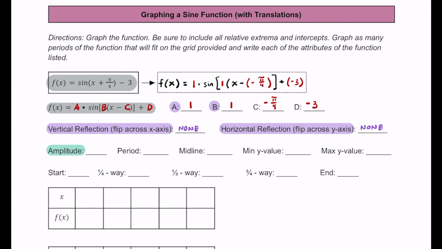Our amplitude is dependent on the value for a, and so that is going to be the absolute value of a. So if we go ahead and take the absolute value of 1, that's just going to equal 1. So we know our amplitude here is 1. That's not going to change.